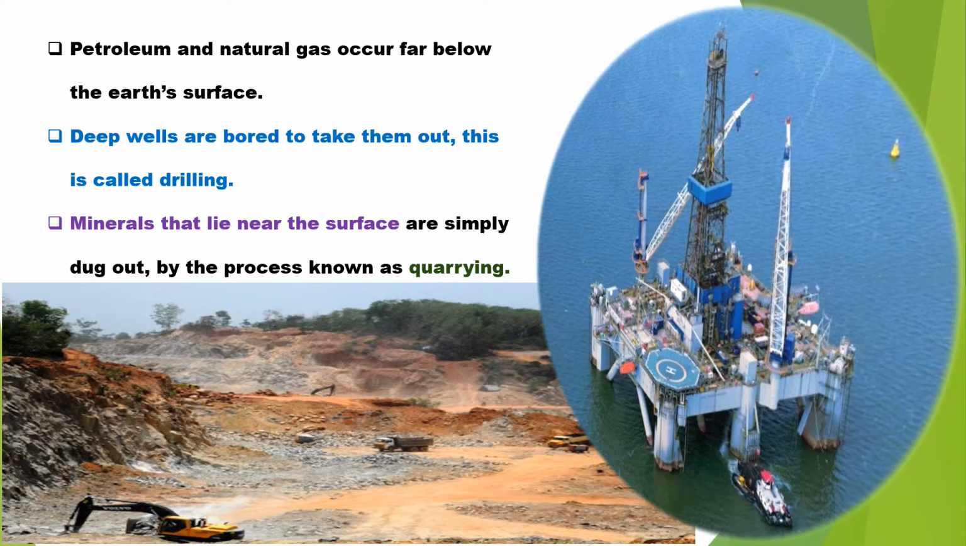And the second type is drilling. You would have heard about the drilling near Mumbai in Bombay High where petroleum is extracted. Petroleum and natural gas are found far below the earth's surface, and we cannot reach them with a shaft mine or a deep mine. That is why we make a bore, and that is known as drilling. So deep wells are bored to take them out, and this process is known as drilling. And the minerals that lie on the surface of the earth are simply dug out by the process known as quarrying.